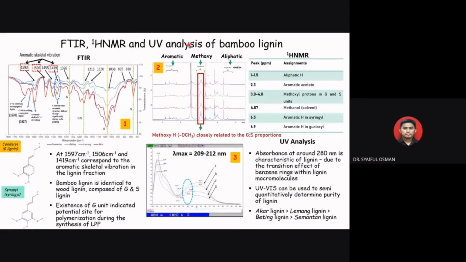So here we have a structural analysis of lignin carried out using NMR analysis. From here, we can see the peaks and their corresponding assignments tabulated in the table. And here we can conclude that the relative content of syringyl and guaiacyl units in different types of bamboo is almost identical. This is proof of the high similarity in terms of chemical structure among all types of bamboo lignin.